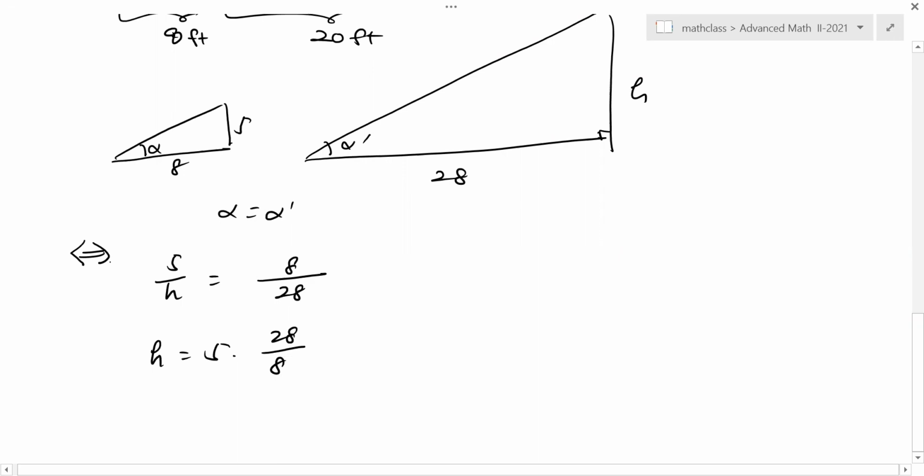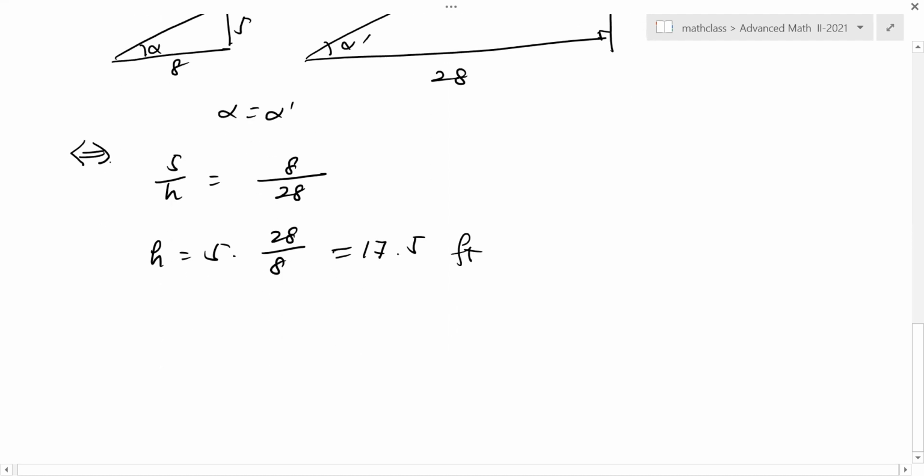Let's see. You can use it, change to decimal form, and divide by 8. So it's about 17.5. Okay, great. So it's about 17.5 feet high. Right. So it's about 17 feet high.